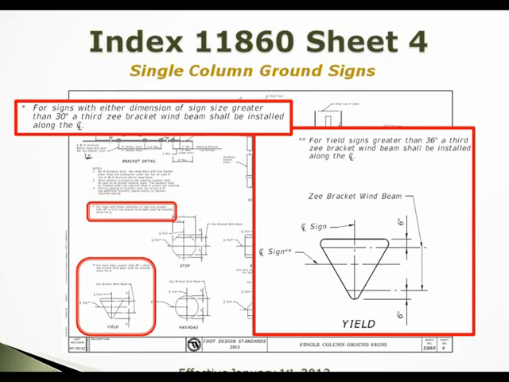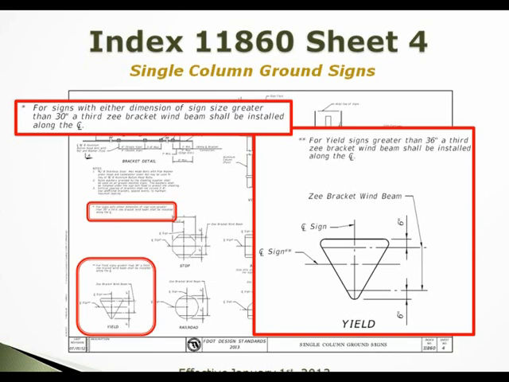Now, one of the ones that we did not change was the yield sign. The bottom of the yield sign used to have an 11-inch offset from the point to the bottom bolt hole. And that was basically due to the shape. It gave us a little bit longer Z bracket or wind beam on the back of the sign.